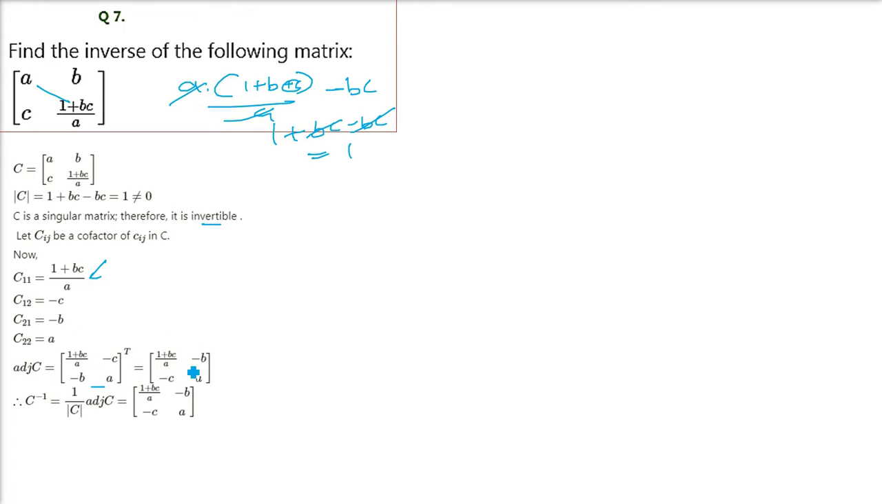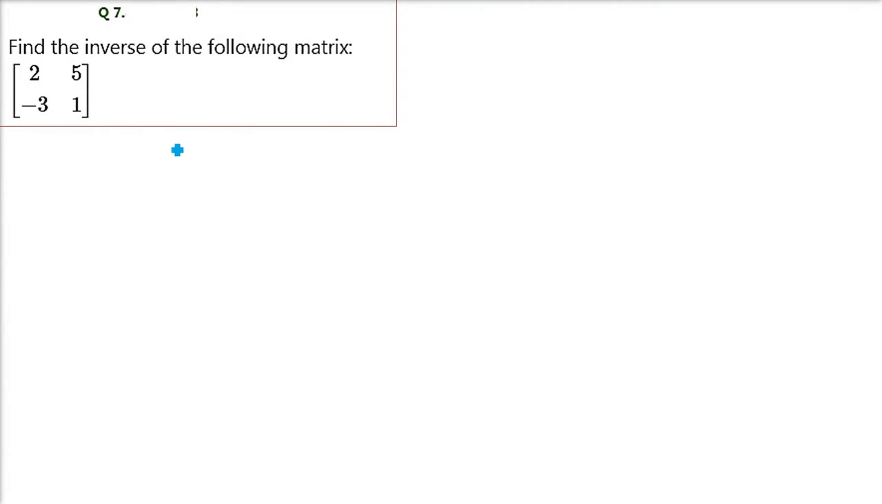Now when we take the cofactor matrix, you just take the transpose divided by 1, because the determinant will be in the denominator, adjoint will be in the numerator, and that will be your inverse. This is the final answer.